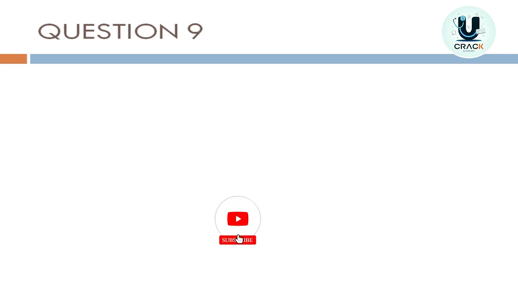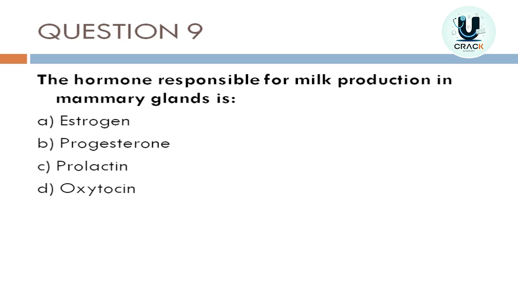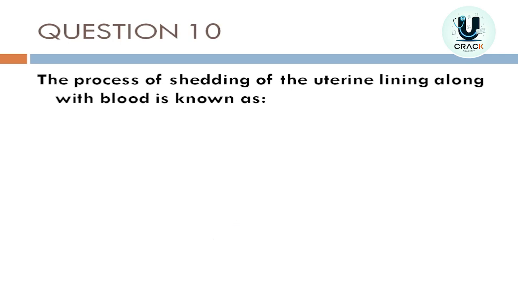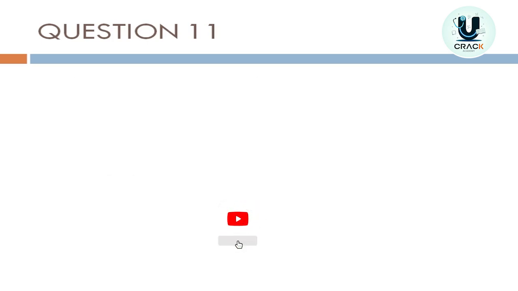Endometrium. Question number 9. The hormone responsible for milk production in the mammary gland is A. estrogen, B. progesterone, C. prolactin, D. oxytocin. Answer: C. prolactin. Question number 10. The process of shedding of the uterine lining along with blood is known as A. ovulation, B. fertilization, C. menstruation, D. implantation. Answer: C. menstruation.